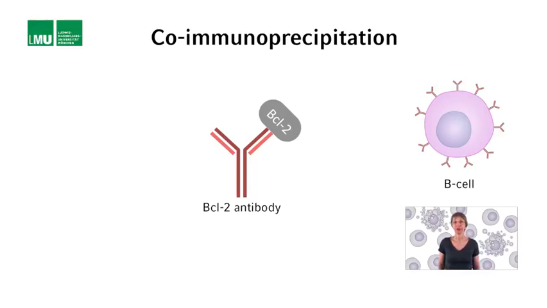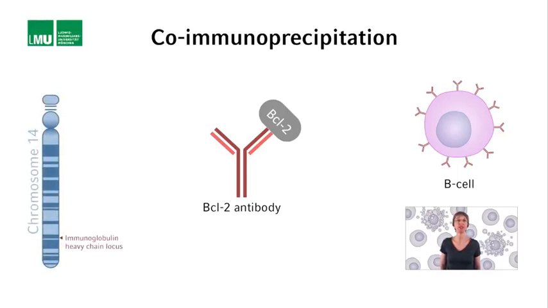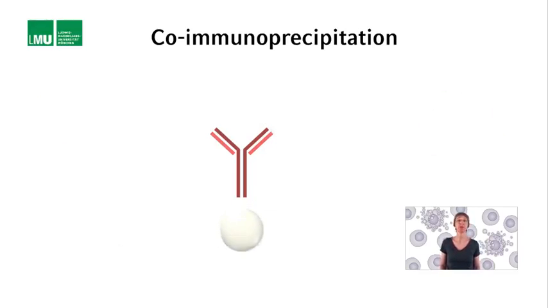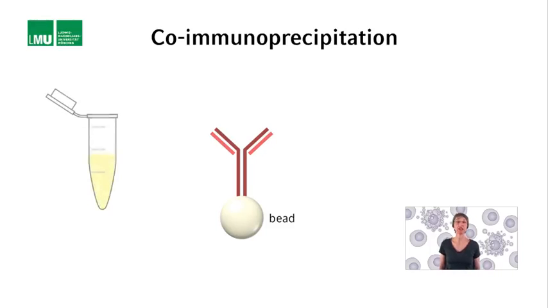By the way, the Ig heavy chain locus on chromosome 14 that is affected by the t(14;18) translocation encodes for one of the proteins in the antibody-protein complex. The antibodies are then coupled to tiny beads. The other thing one needs is a cell lysate.